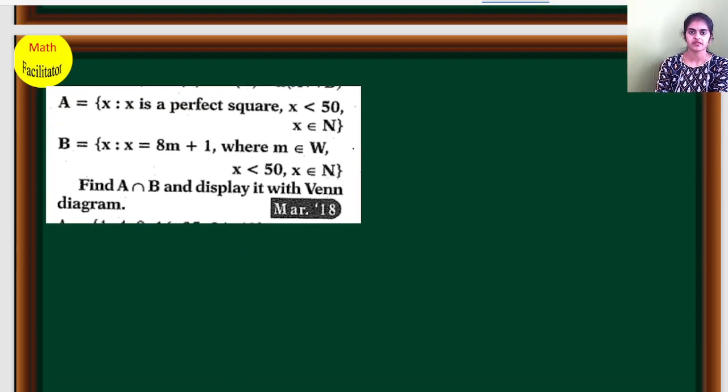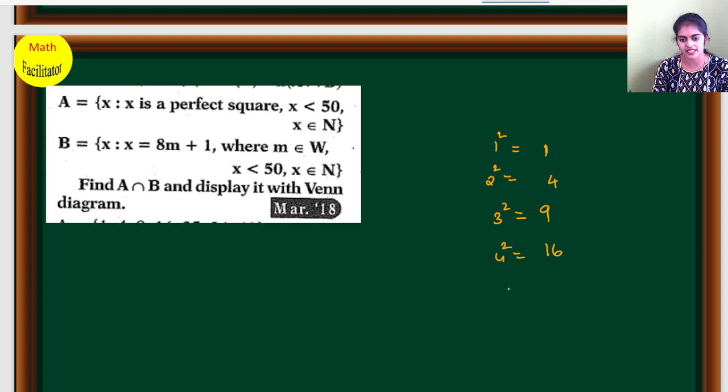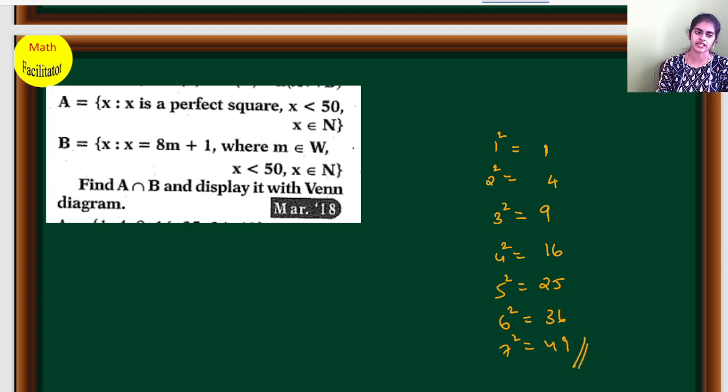X is a perfect square and X is less than 50 and X is a natural number. It is a perfect square less than 50 and a natural number. So what are perfect squares? See 4, 9, 16, these are perfect squares. Okay, and it is less than 50. So see, 1 square is 1, 2 square is 4, 3 square is 9, 4 square is 16, 5 square is 25, 6 square is 36, 7 square is 49. So less than 50, you'll stop at 49. X is a perfect square number, so these numbers you will take.